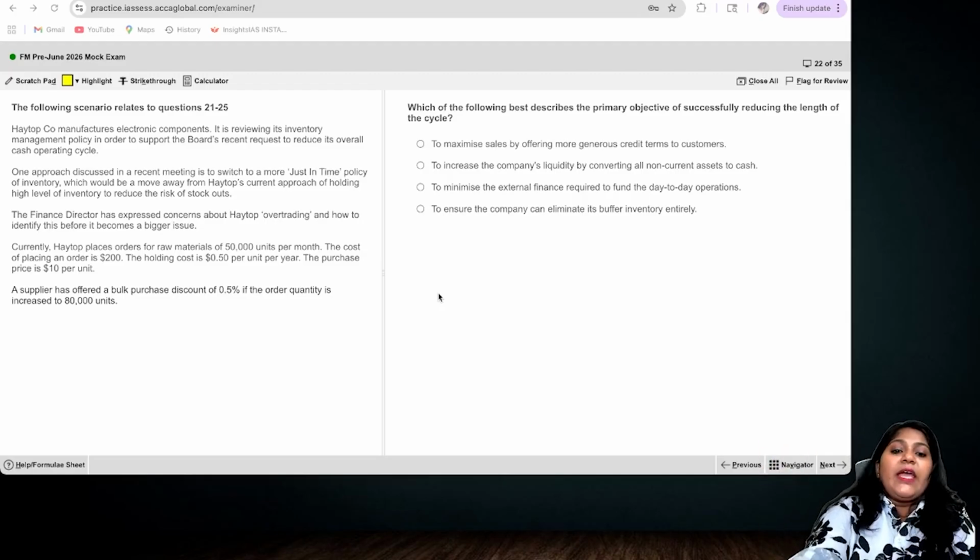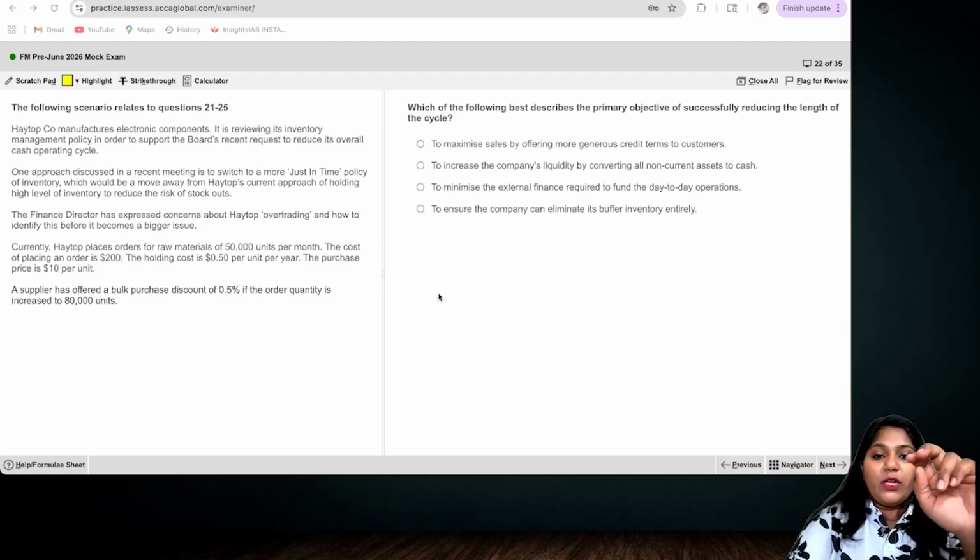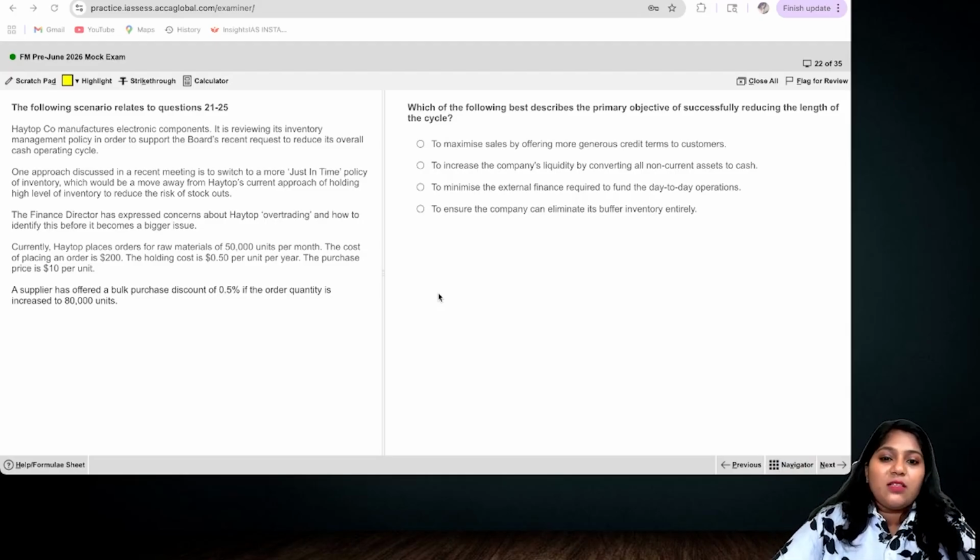No. To increase the company's liquidity by converting all non-current assets to cash. No, guys, the cycle is dealing with receivables, inventory holding period, and payables. Now, look at option D also. To ensure the company can eliminate its buffer inventory entirely. That could be, I'm not saying no, but look at option C. The option C, to minimize the external finance required to fund the day-to-day operations.